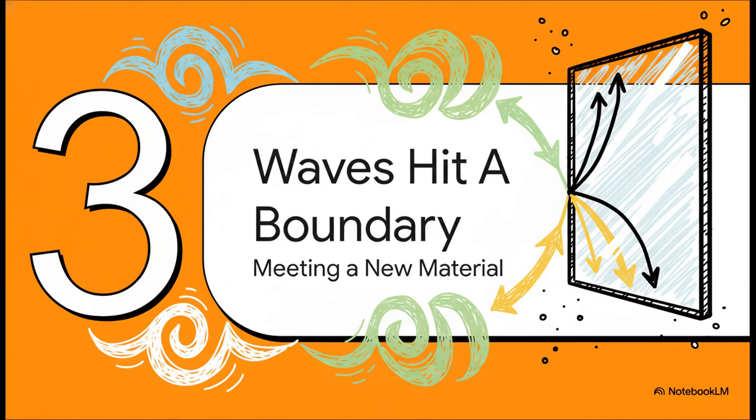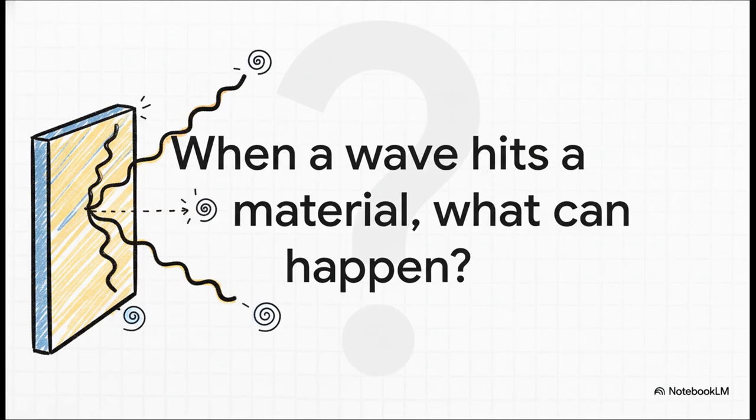Okay, so we've got a handle on what waves are and the different types. But this is where things get really dynamic. What happens when a wave that's cruising through one material, like air, suddenly hits a boundary with a totally different one, like a pane of glass? So yeah, what are the options here? When that light ray hits the glass, what's its fate gonna be?